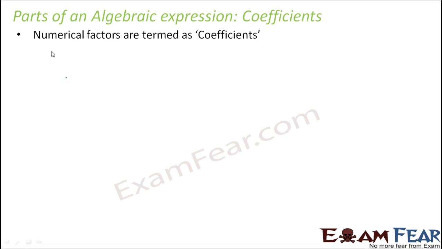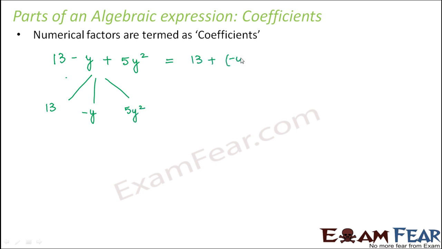So let us take an example. Let us consider this algebraic expression: 13 minus y plus 5y square. So this is an expression. Can you tell me what are the terms in this expression? This expression has three terms: 13, minus y and 5y square. That's because if you write this expression in this fashion, you would see that these are the three parts which are added to form this expression. So that is why these three parts are the three terms that we have.